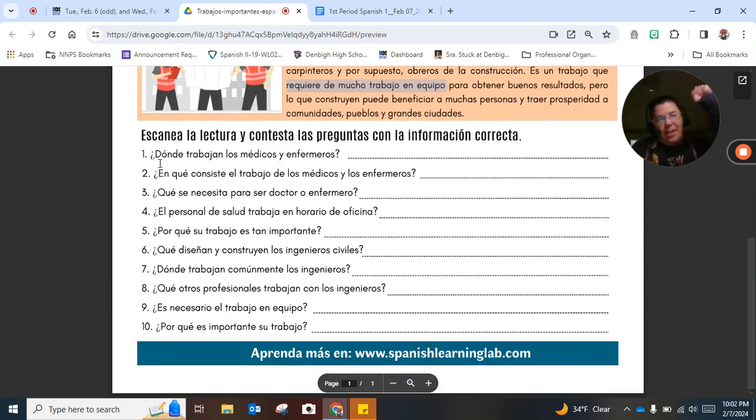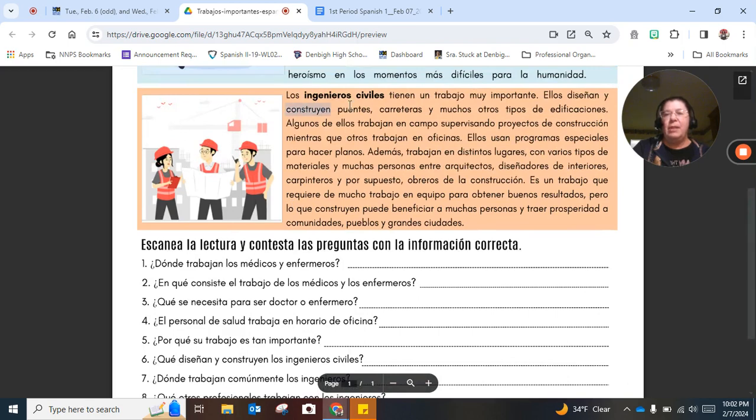Yay, last one. You've got this. Yay. ¿Por qué es importante su trabajo? Why is their work important? Are we talking about work in general? We have been reading about these people. So in general, why is their work important? Well, let's see. Beneficiar muchas personas, prosperidad a comunidades. Benefit many people, prosperity, community. Now, hopefully, you also know pueblos and ciudades.